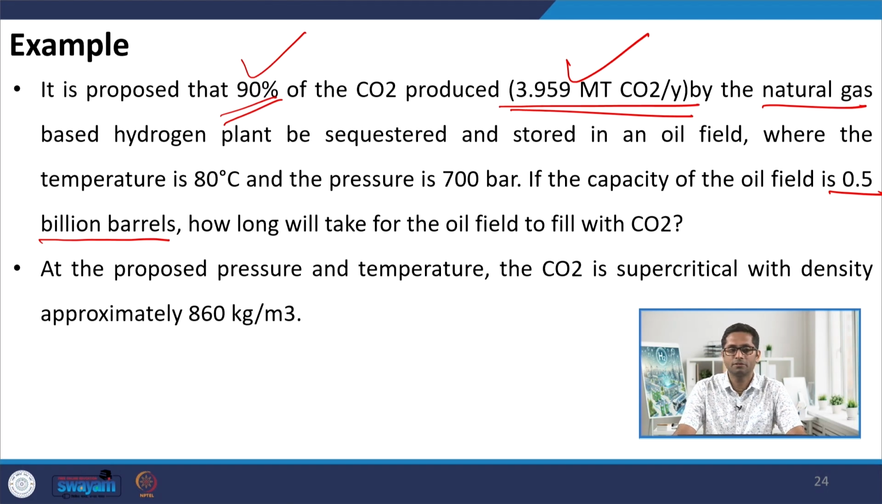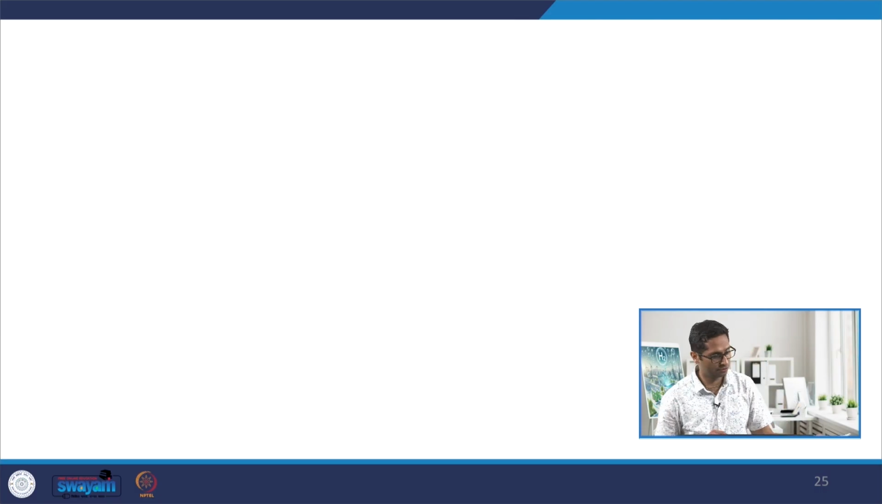Further, we also need to understand that when we are storing CO2 in these kinds of formations, it has to be at supercritical conditions, which is normally 80 degrees Celsius or more, and a pressure beyond 700 bars. And at these supercritical conditions, the density of the CO2 is going to be quite high, roughly of the order of 860 kg per meter cube. So, let us try to briefly understand or solve this question together.